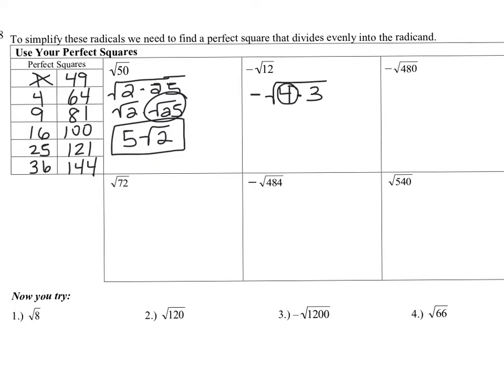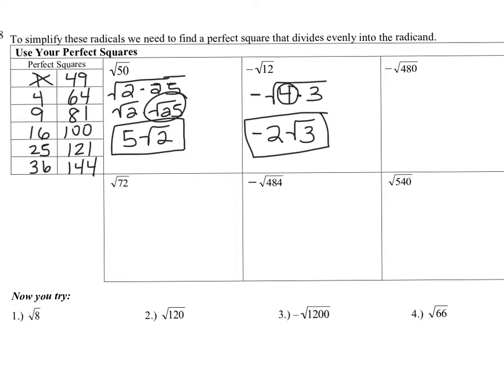My perfect square is 4. That is what I'm finding the square root of. The square root of 4 is 2. So that comes out of the radical sign. There's a negative sign out there, so it becomes negative 2. What stays inside the radical is the square root of 3. So that's the simplest form of the negative square root of 12.